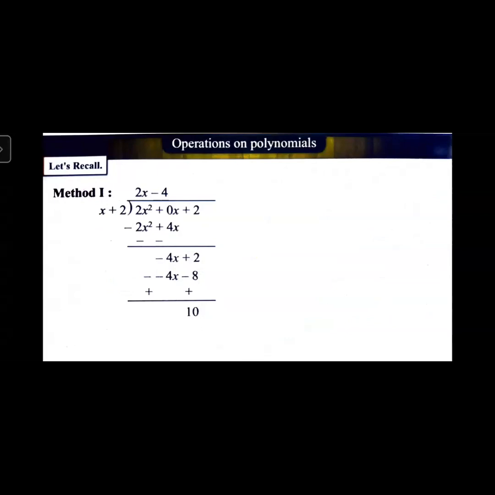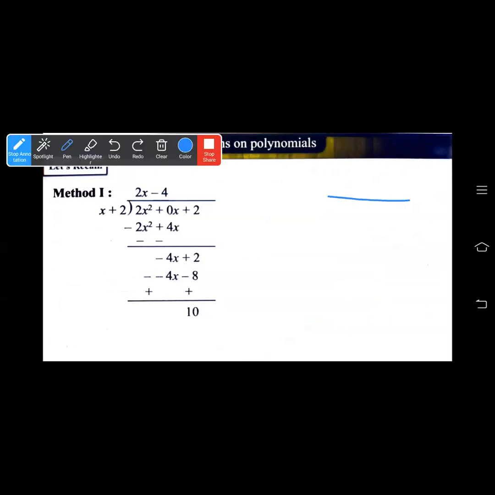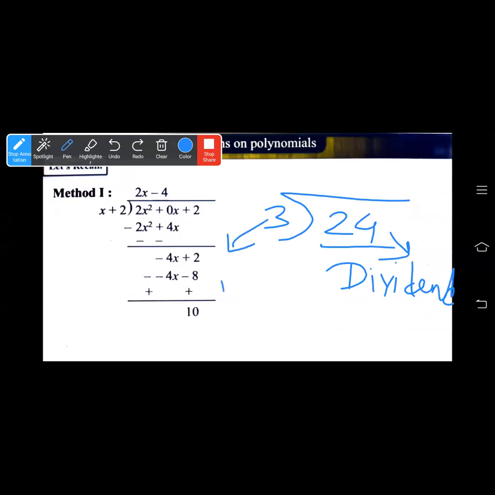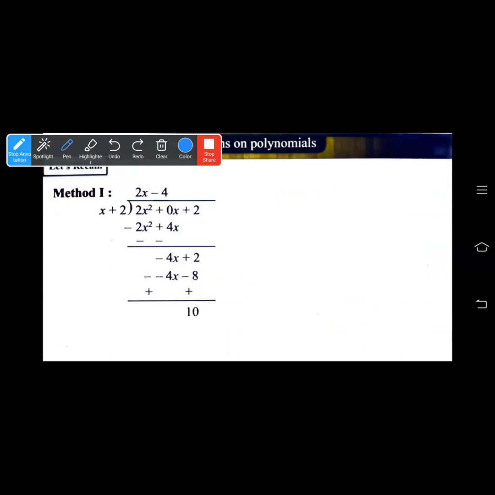The division method is there, as you all can see here. Simple division: when you divide 24 by 3, you write 24. This is your dividend and this one is your divisor. And when you get the answer, that will be your quotient, and the last term which is pending is your remainder. Fine. So this is your division method.